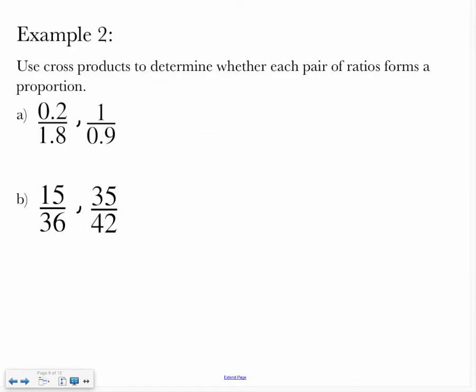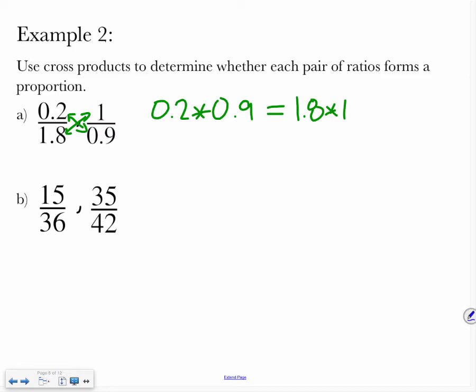Let's take a look at the second example. We have used cross products to determine whether each pair of ratios forms a proportion. What a cross product is, is when you multiply on the diagonals. So we're going to multiply on the diagonals. Starting with 0.2 times 0.9, and in order to determine if they are a proportion, remember you need an equal sign, and now you do 1.8 times 1.